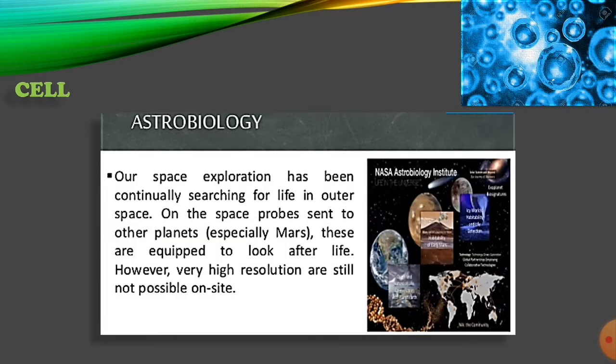Our space exploration has been continually searching for life in outer space. Space probes are sent to other planets, especially Mars. These are equipped to look for life. However, very high resolutions are still not possible on site. The question is, is it possible for humans to live on Mars? No, right now, it would be impossible for humans to live on Mars.